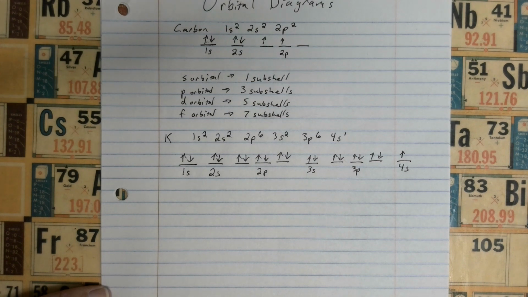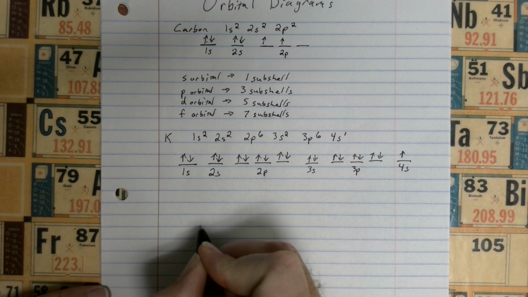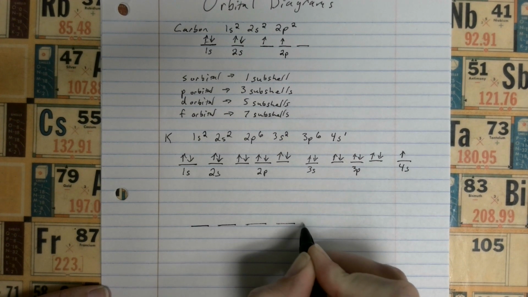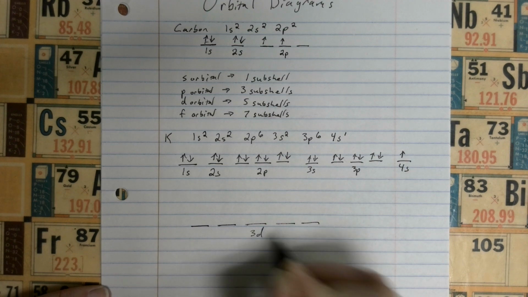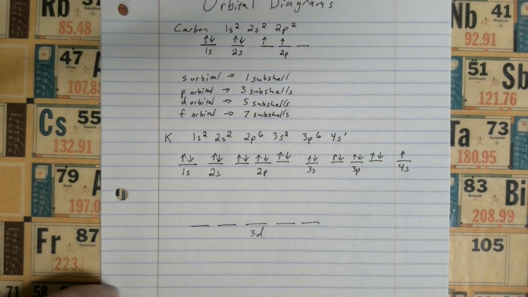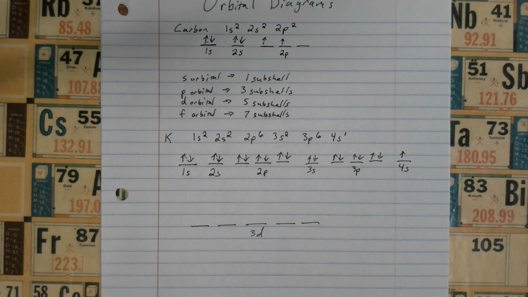When you get to the d block, I'm just going to show you an example. It's going to look like this. So it'd be something like 3d. You'll have 5 lines. You go up, up, up, up, up, and then down, down, down, down, down. Okay, so I hope this helps. Let me know if you have any questions.